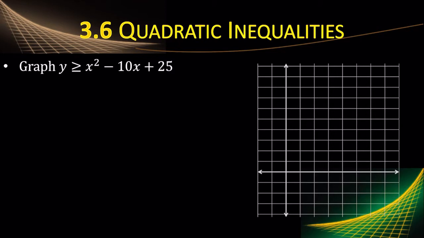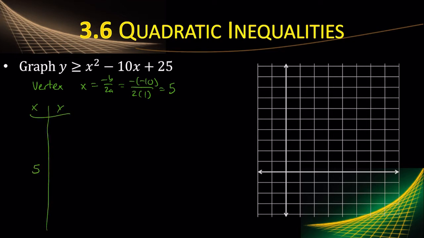So let's try this example. Let's graph y is greater than or equal to x squared minus 10x plus 25. So we need to first of all graph this. It does help if we know the vertex, so maybe we'll actually find the vertex here. X equals negative b over 2a, so it'd be negative a negative 10 over 2 times 1, which is 5. So when I make my table, I'm going to center 5 in the middle there.